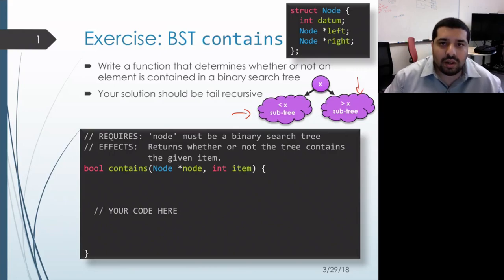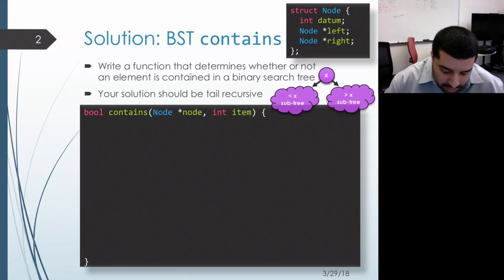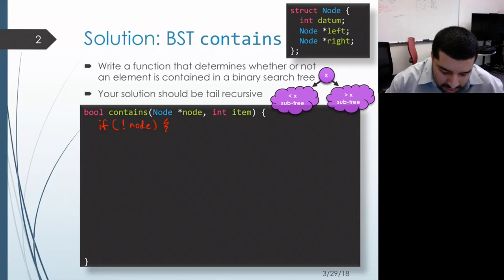So let's go ahead and now proceed to write this algorithm in code. Again, we have our first base case, which is when our tree is empty. In our representation, an empty tree is represented by a null pointer. So if our pointer is null, and here I'm going to use the truth value of the pointer itself, then in that case, there's no way that this tree contains that item because the tree contains nothing. So we can immediately return false here.